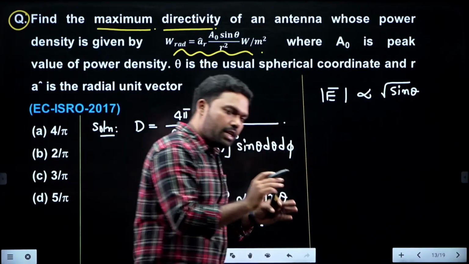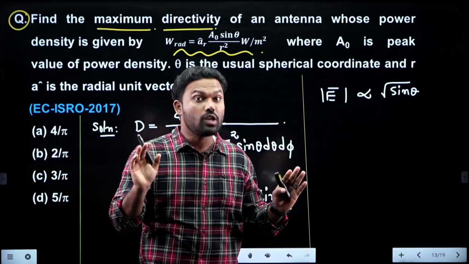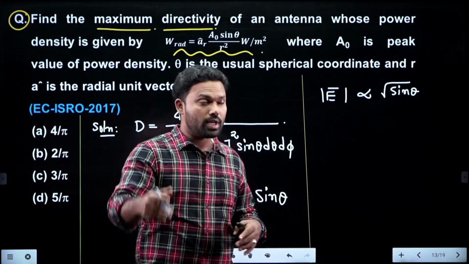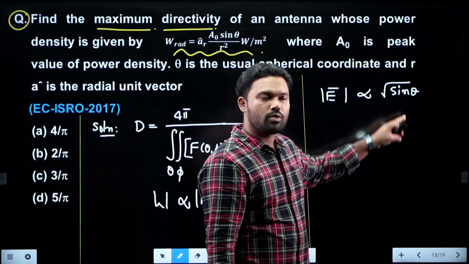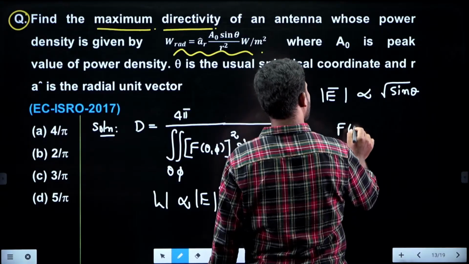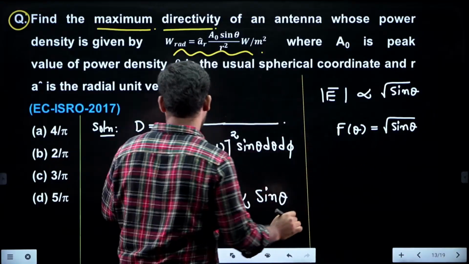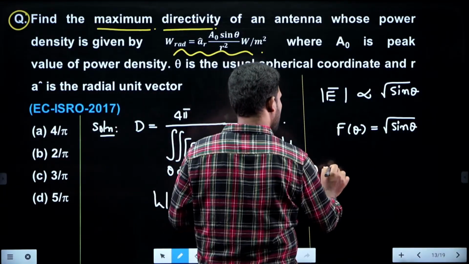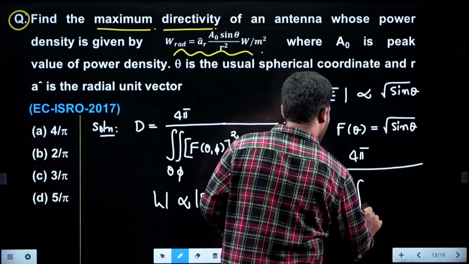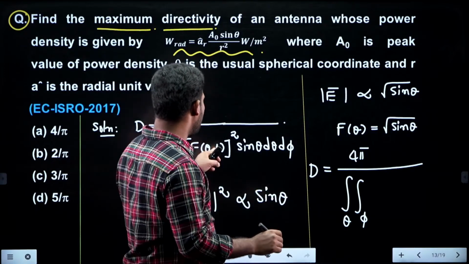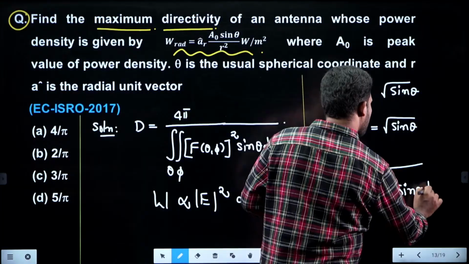We are least bothered about what is happening with the magnitude when it comes to the directivity. We are interested only in the normalized radiation pattern whose scale is from 0 to 1. Check the minimum value, it is 0, and the maximum value is 1. So, what is the normalized radiation pattern? F of theta, which is only a function of theta, is the square root of sin theta. So, bring this one and substitute here. What happens to the directivity D? D is equal to 4 pi divided by the integral over theta, phi of this one squared. This one squared is nothing but sin theta. One more sin theta is there in the formula, d theta d phi.